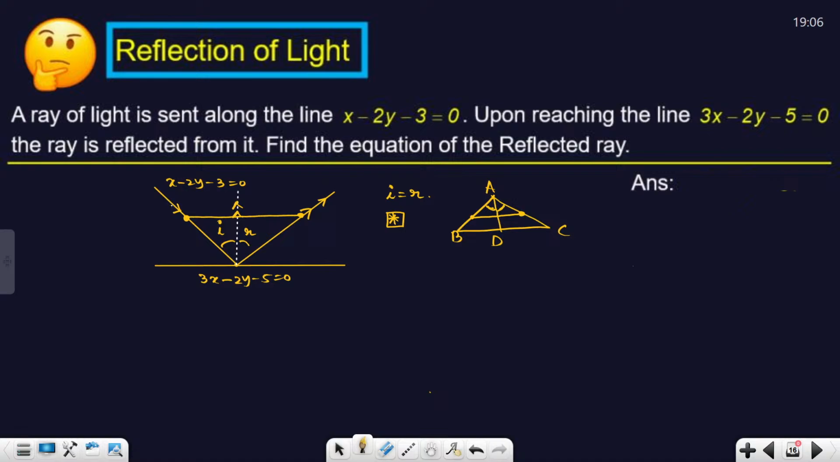So any point you choose on the incident ray and you take its image with respect to the normal, the image is going to fall on the reflected ray. That's for sure.